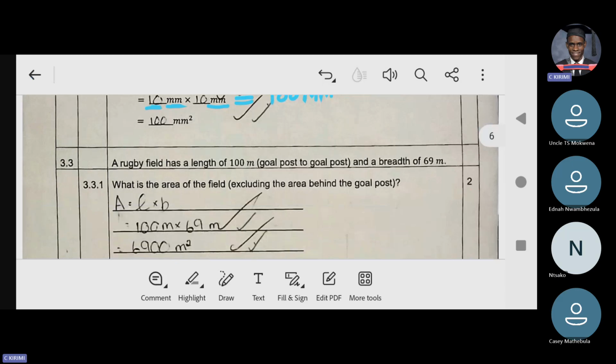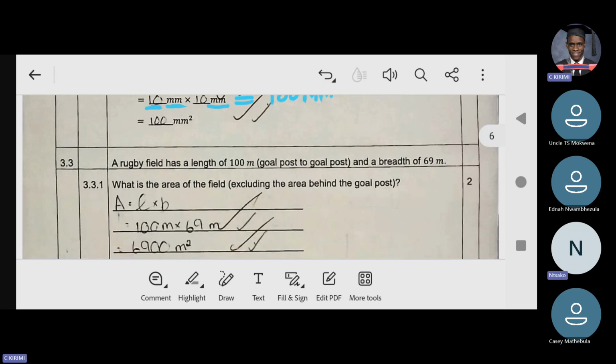Let's go to number 3.3. A rugby field has a length of 100 meters. So from goalpost to goalpost, where they score, those goalposts are separated by 100 meters. And the breadth is the width, which is 69 meters. What is the area of the field, excluding the area behind the goalpost? So you are not including the area behind.